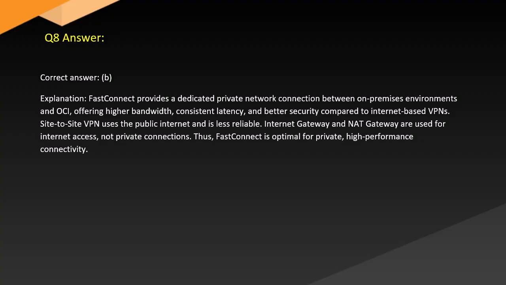Answer. Correct answer, B. Explanation. FastConnect provides a dedicated private network connection between on-premises environments and OCI, offering higher bandwidth, consistent latency, and better security compared to internet-based VPNs. Site-to-site VPN uses the public internet and is less reliable. Internet gateway and NAT gateway are used for internet access, not private connections. Thus, FastConnect is optimal for private, high-performance connectivity.